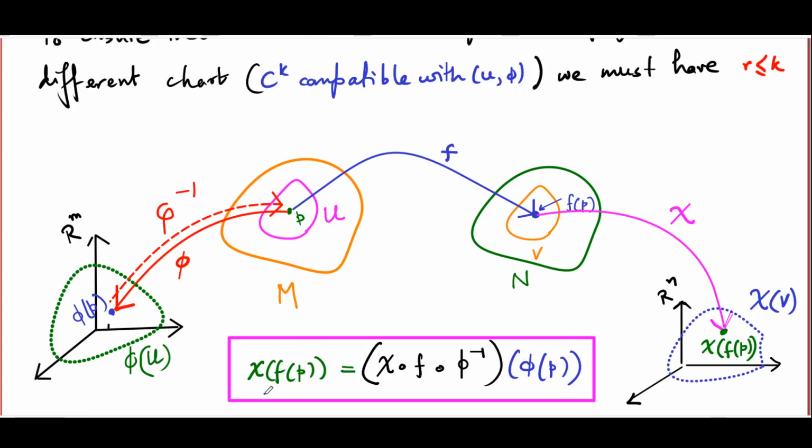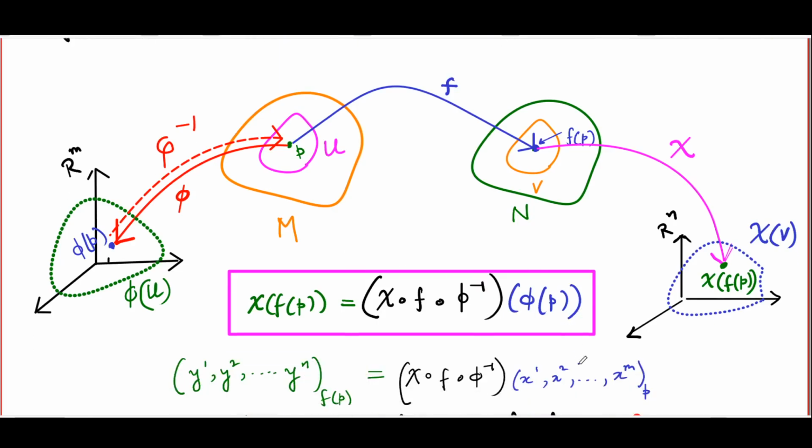And how are these related to each other? Chi of f of P is certainly given by this function, chi composite f composite phi inverse, acting on phi of P. And what does this function really do? It takes the m coordinates x1, x2 up to xm, the m real numbers which denote the point P. These are, of course, the components of phi of P. When this function is applied on these m coordinates, the resulting n numbers are nothing but the coordinates of f of P under the chart V, chi.